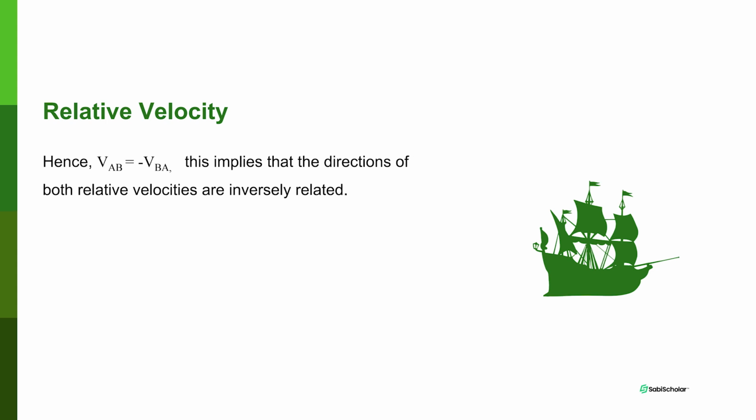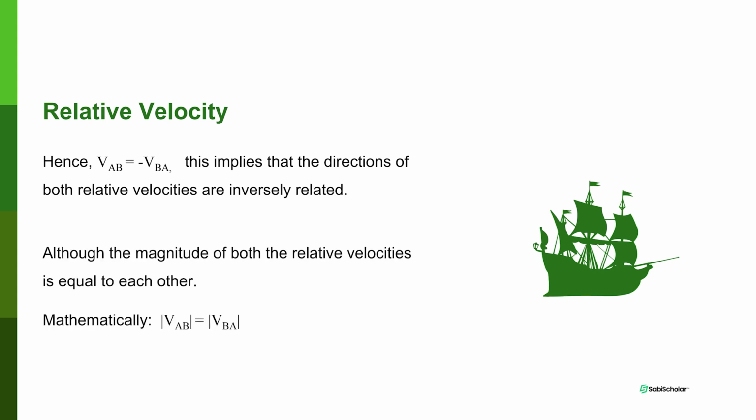So VAB is negative VBA, and this means that the directions of both relative velocities are inversely related. VAB is VA minus VB. VBA is just the inverse, VB minus VA. So the relative velocities are inversely related. And if you take the magnitude or the modulus of VAB, it is going to be the same as the magnitude of VBA, because the magnitude sign shows that you can ignore the sign, whether it's positive or negative, and the magnitude is just the same.